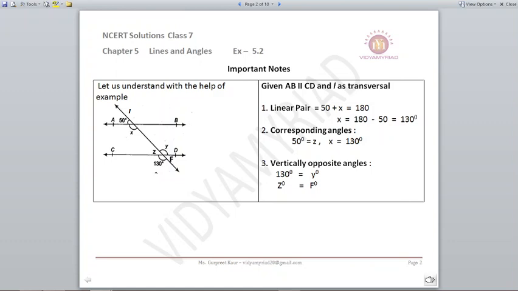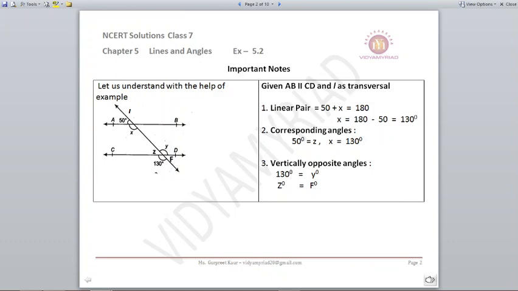Now if you look over here, suppose in the first case I am using linear pair. You see that 50 and x are on a straight line and they are forming a linear pair. So I can find out the value of x by subtracting 50 from 180 degrees. So x comes out to be 130 degrees. Next we need to find out corresponding angles.